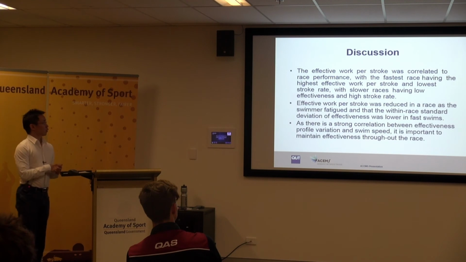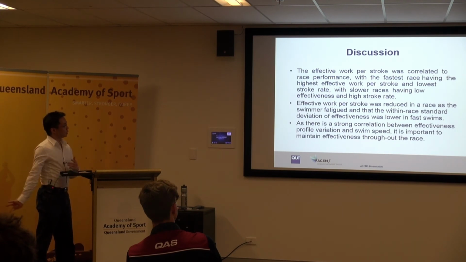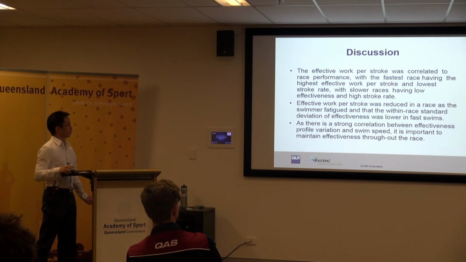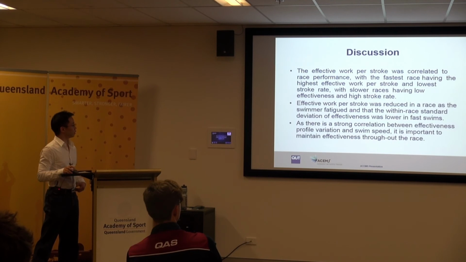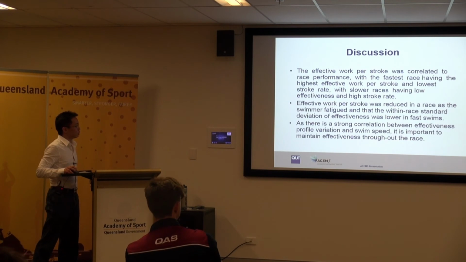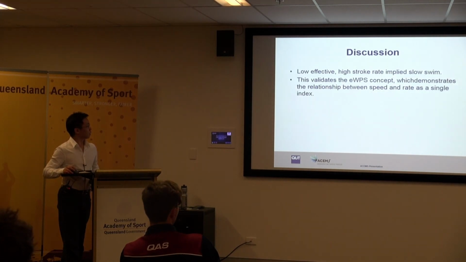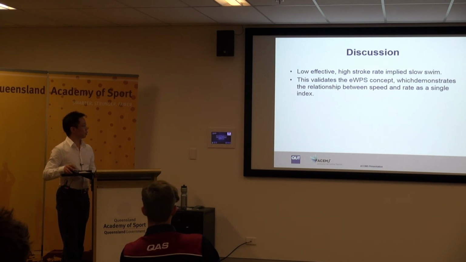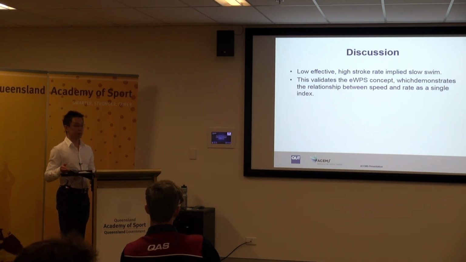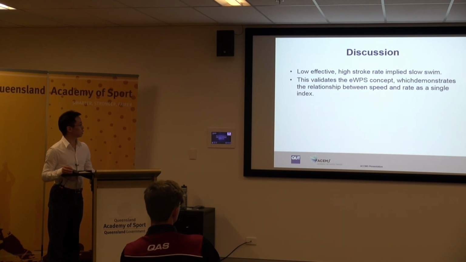The effective work per stroke was correlated to race performance, with the fastest race having the highest effective work per stroke and the lowest stroke rate, and slower races having low effectiveness and high stroke rate. Effective work per stroke was reduced in a race as the swimmer fatigued, and the within-race standard deviation of effectiveness was low in fast swims. So there's a strong correlation between effectiveness profile and swim speed. It is important to maintain effectiveness throughout the race. Basically, EWPS seemed to be a promising index for this kind of analysis.